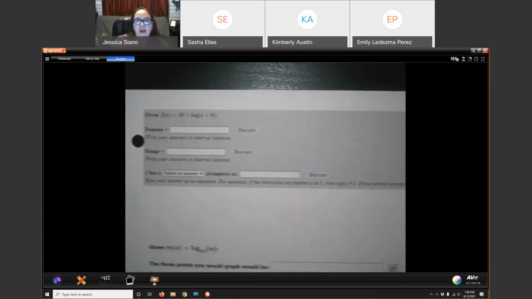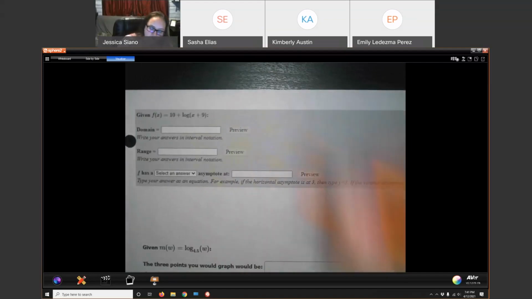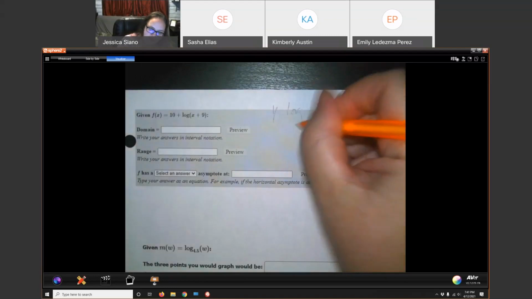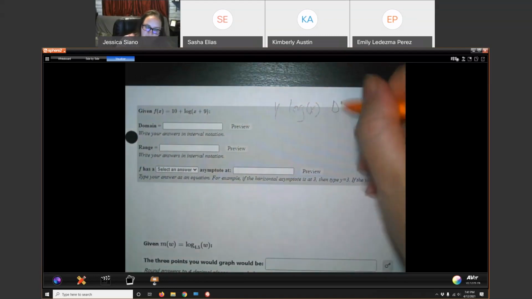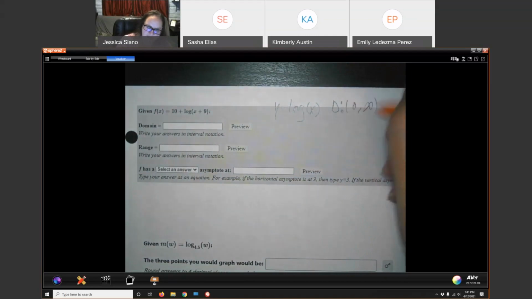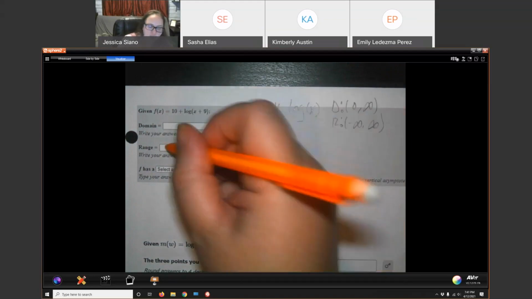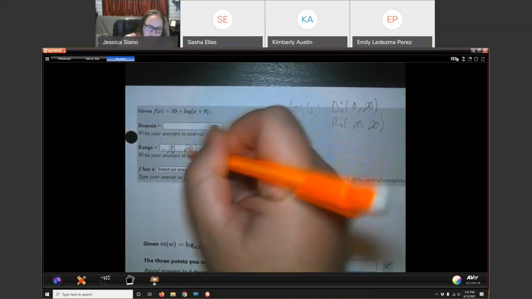So when you're thinking about just your basic y equals log of x, this function has a domain of only the positives and a range of all real numbers, negative infinity to positive infinity. And so no matter what transformations you apply, the range will always be all real numbers.